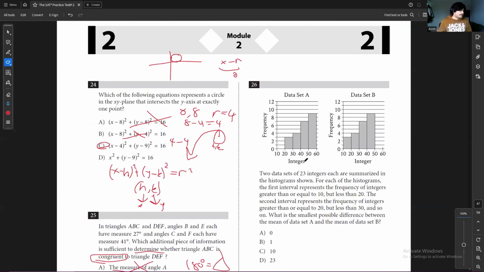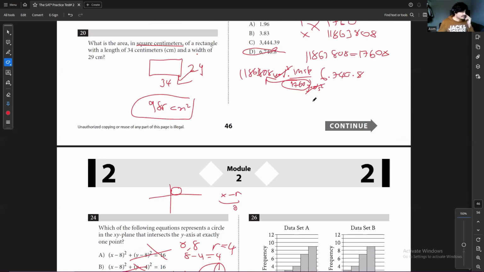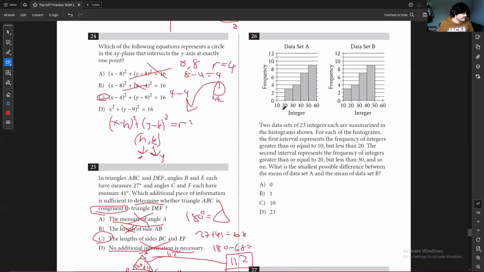All right. Question number 26. Two data sets of 23 integers each are summarized in the histograms shown.